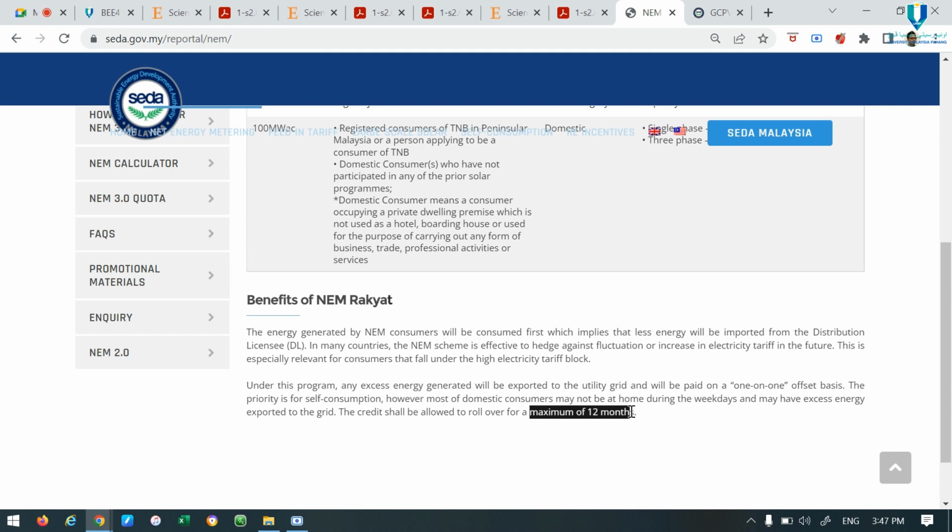Okay, 12 months. Credits are allowed to roll over for a maximum of 12 months. If after 12 months it's still not finished, the credits burn, then start with a new cycle. That's why if your electricity bill is very low, 100, 150 ringgit, it's not worth it. I'm afraid the 4 kilowatt system will generate more, and at the end, even if you bring the credits for 12 months, it's not worth it.